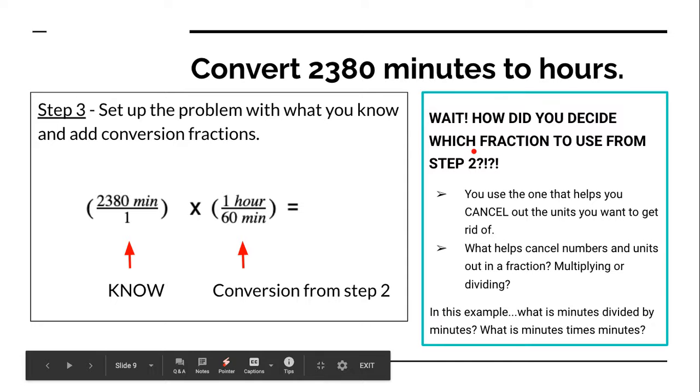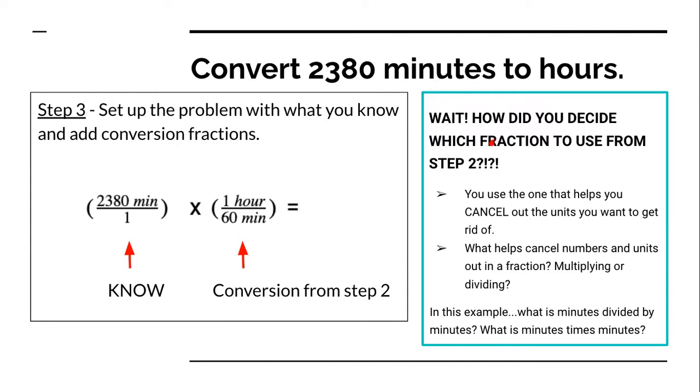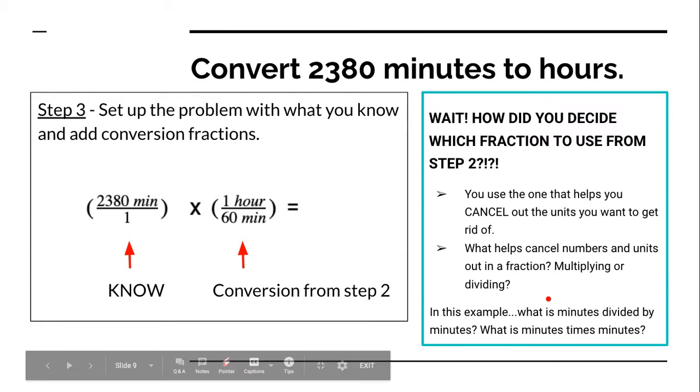Now, look what I wrote here. I said, wait, how did you decide which fraction to use from step 2? Well, this is where your thinking comes in a little bit. I gave you some hints here. I said, you can use the one that helps you cancel out the units you want to get rid of, which makes sense. I'm trying to get rid of the minutes to get to the hours eventually, right?